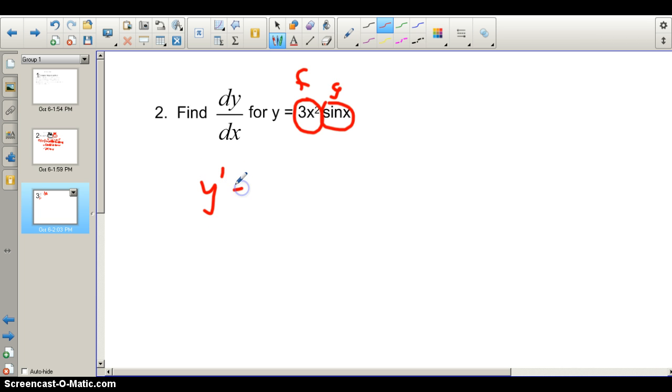So y prime is going to be our first function, 3x squared, times the derivative of the second, cosine x, plus our second function, sine x, times the derivative of the first, 6x.